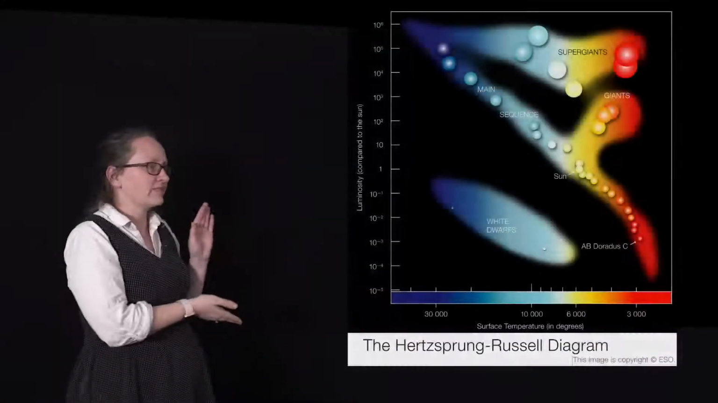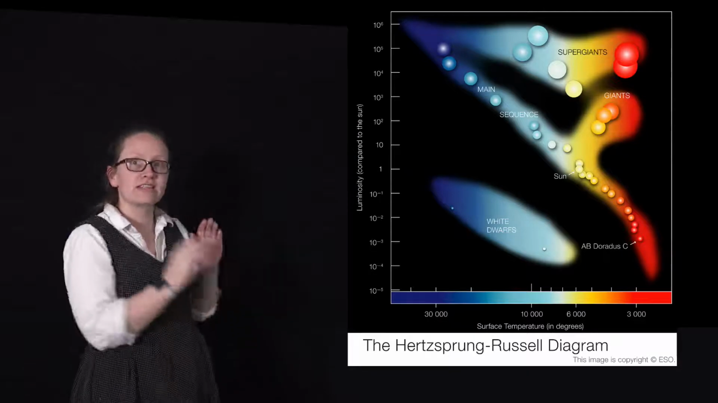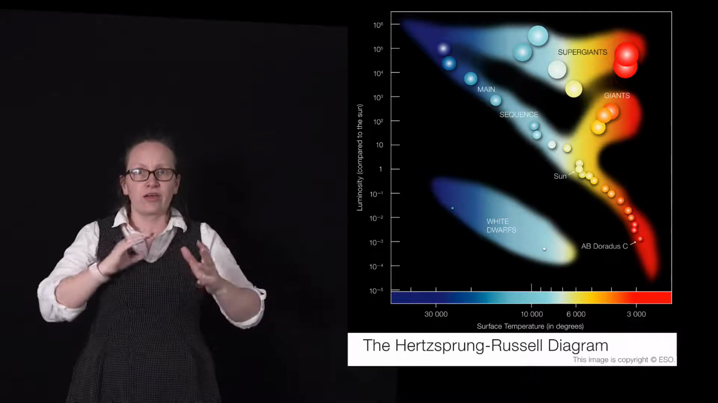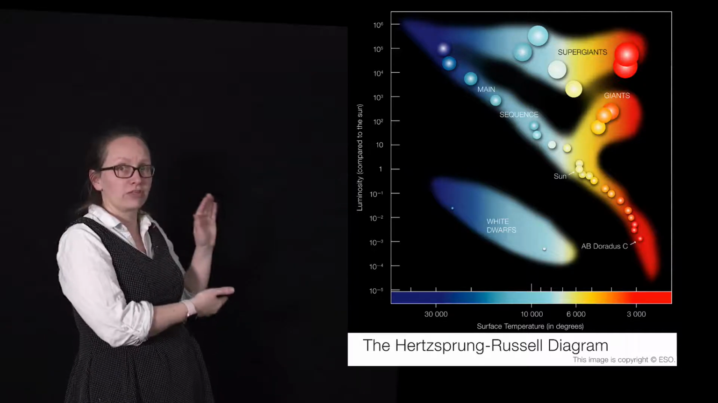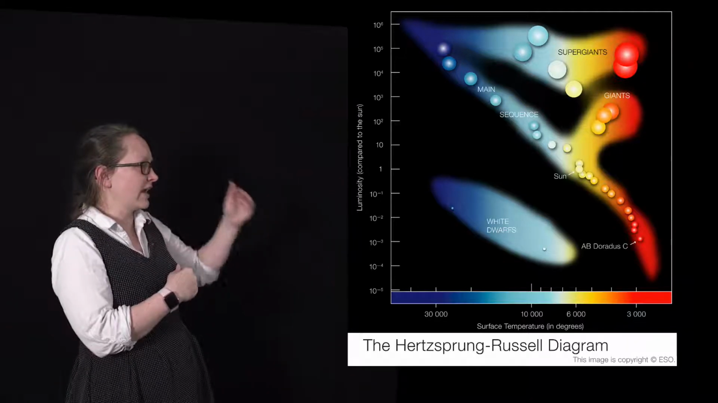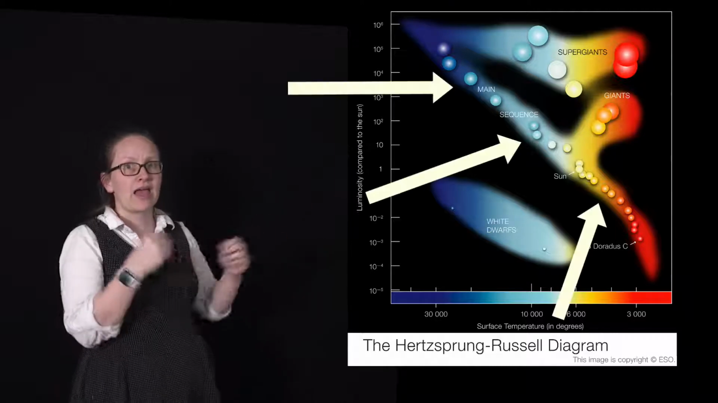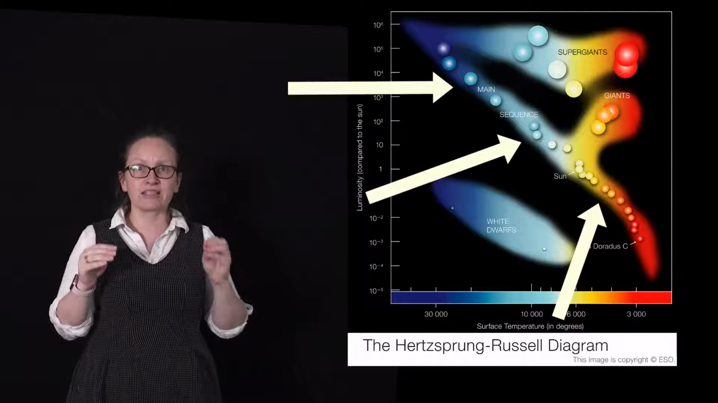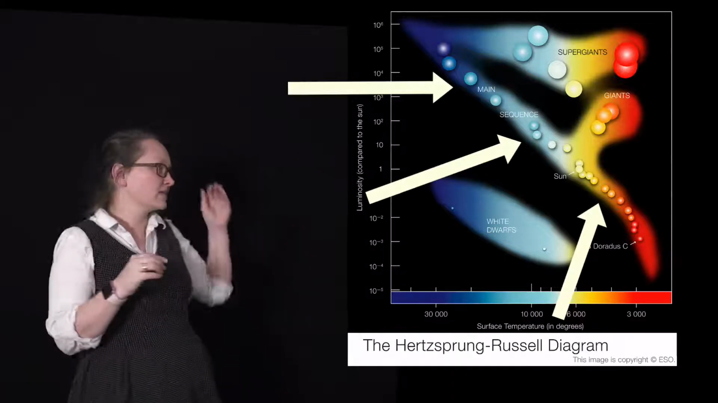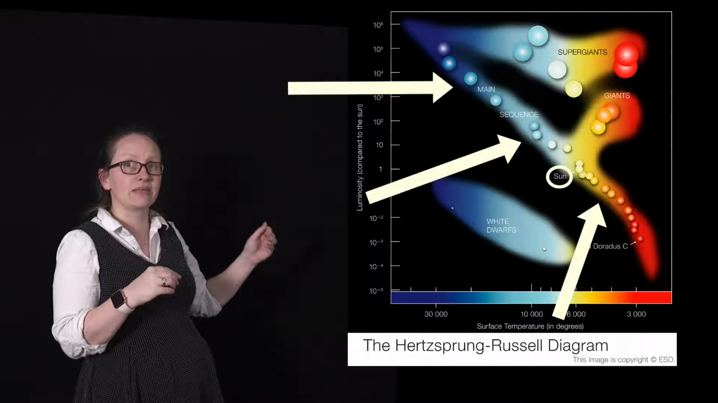Now the Hertzsprung-Russell diagram is a nice way to show stars, as we can relate the evolution of stars to their position on the Hertzsprung-Russell diagram. So we've got a diagonal line down the middle, and this is where all the main sequence stars are found. So our Sun is a main sequence star. It's around about in the middle of the main sequence.